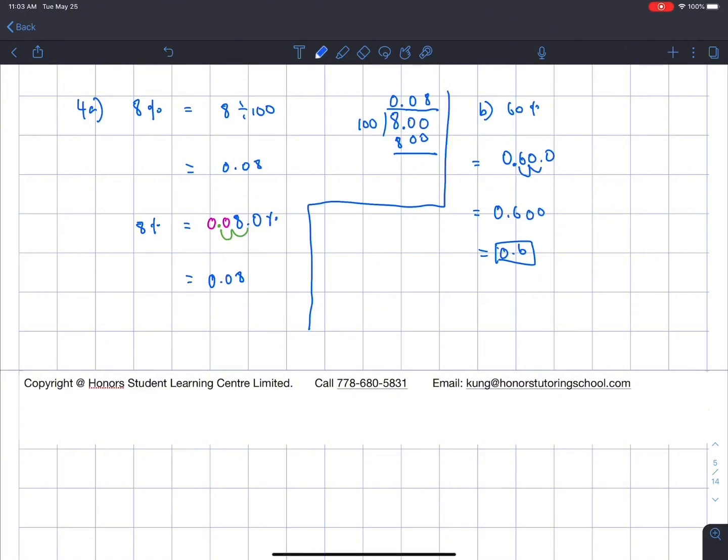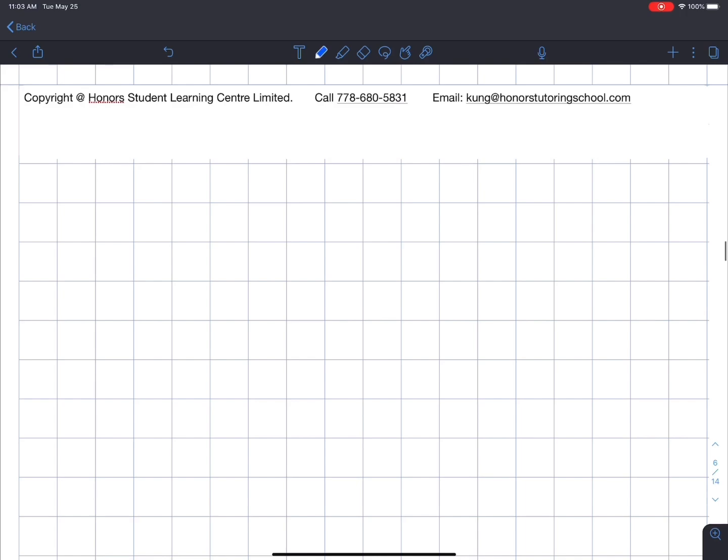Okay, and then C, 700%. Same idea, this is 700.0. I move the decimal point twice to the left, and I get 7.0. Even if I write the other 0, it will just be 7. D, 100%. This is 100.0. I move the decimal point 2 to the left, and I get 1.000, which is just 1.